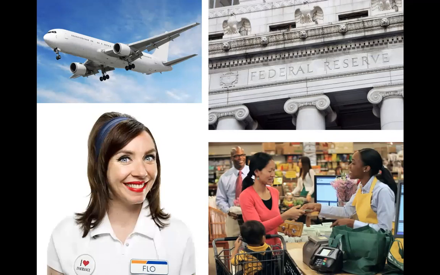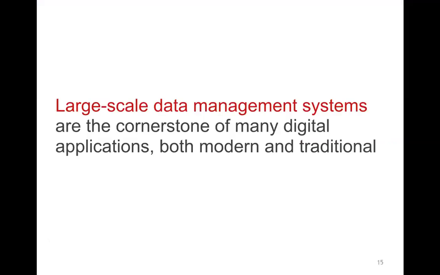And of course, insurance. I don't know if you know Flo, she is a very popular character in the US for insurance advertisement by Progressive. And insurance is another major user of database systems. It allowed us to organize data better, to scale up the capability of insurance and deliver services to people. So large-scale data management systems are the cornerstone of many digital applications, both modern and traditional. Modern includes stuff like web and Internet of Things. Traditional typically refers to enterprise, like finance, telecom, retail, insurance, and so on.